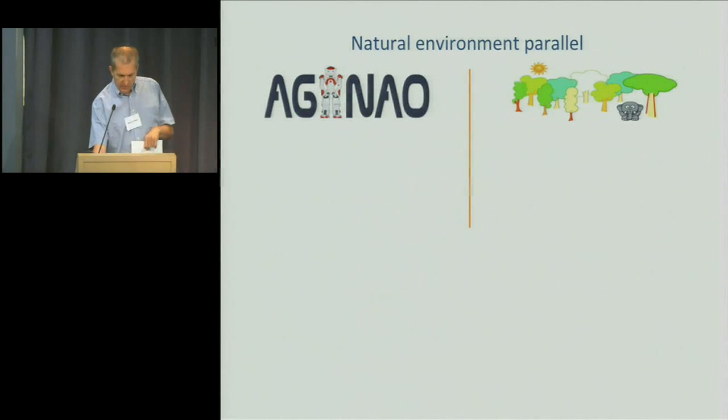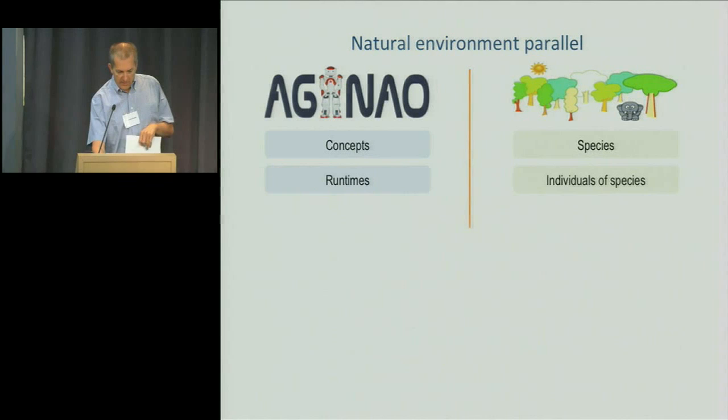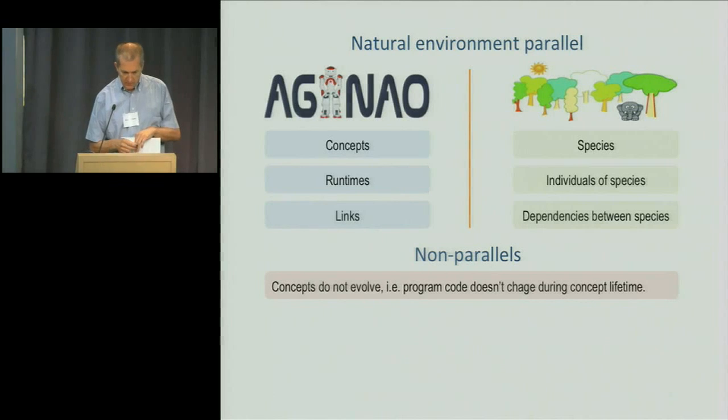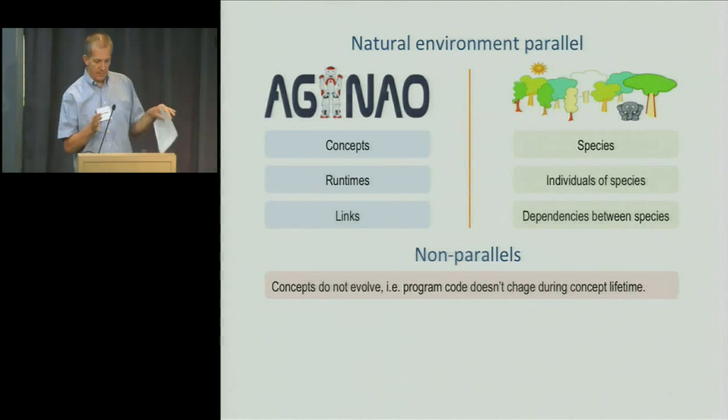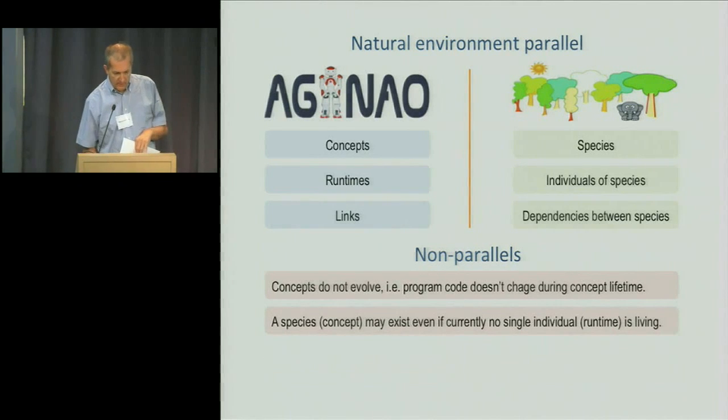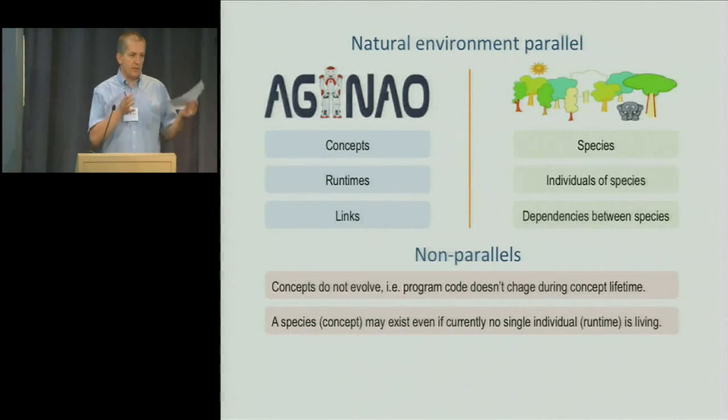There's also a natural environment parallel we use. The concepts are like species, and runtimes are like individuals of species, and links are dependencies, like who is feeding whom. But we also have non-parallels in this comparison. Concepts do not evolve. Once created, they stay until maybe discarded, or live forever. And a species may exist even if there is not a single individual. That's quite obvious. If there is a concept of letter E and there's no E in the visual area, then the concept still exists.